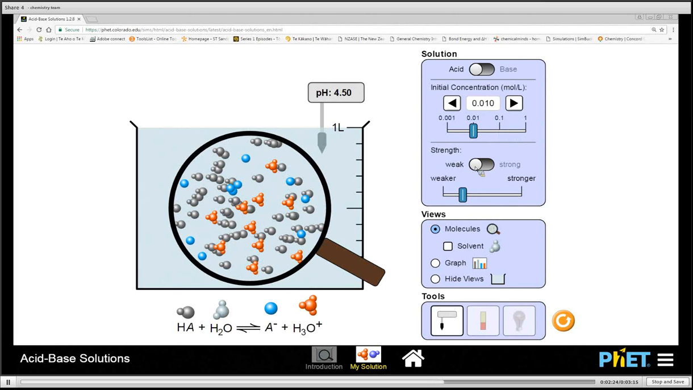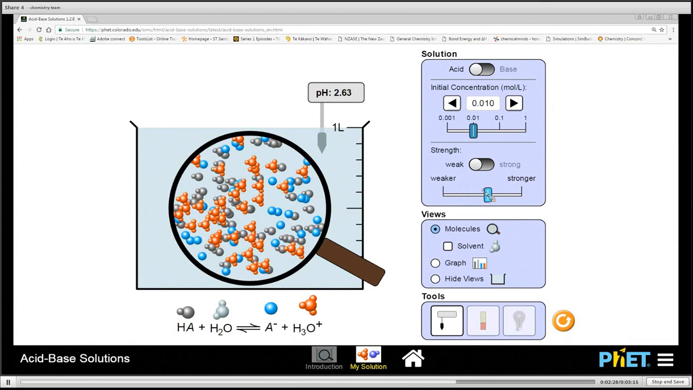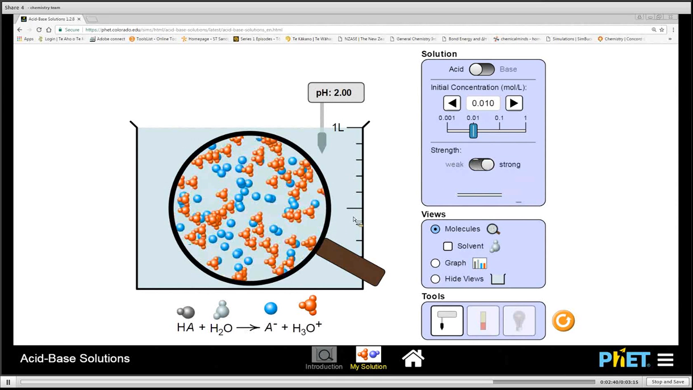Notice also with a weak acid, you can change the strength of acid. Notice how I make it go stronger and stronger, more and more of the acid dissociates. But even if I make it a fairly strong weak acid, I still have some undissociated weak acid. If I change this to strong, notice I don't have a sliding scale anymore because strong is strong. It can't go more to completion than completion. If it's completely dissociated, it is completely dissociated.